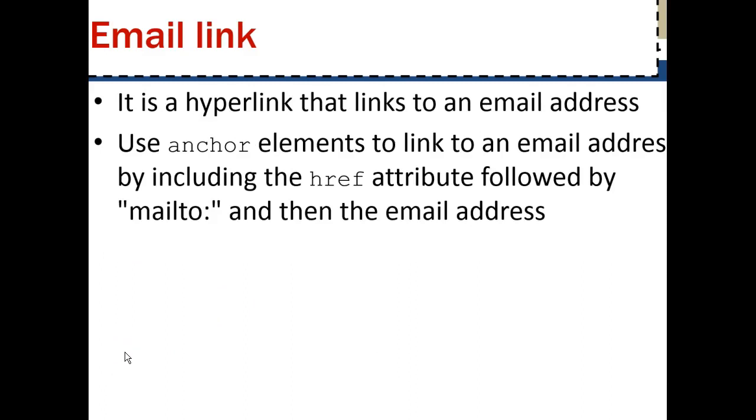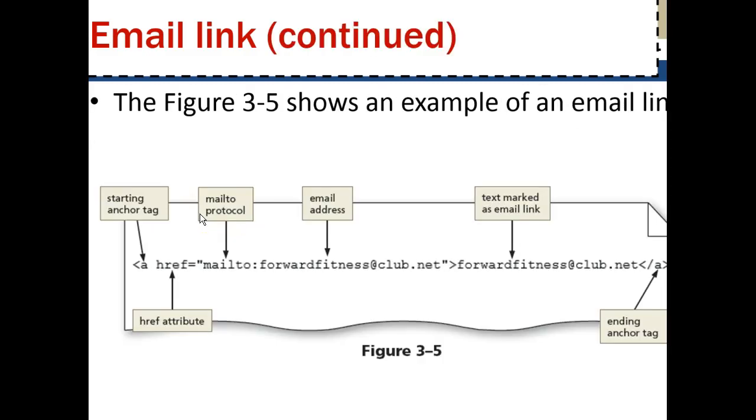Another type of link, we mentioned text links and image links. Another one is an email link, which is very famous. A lot of people are using it. This would link to an email address. So we use the anchor element to link to an email address. Again, we are using the href attribute, and then instead of putting the image location, after the a href we use mailto, and then the email address. So the only difference is that for the href attribute, we follow it with mailto.